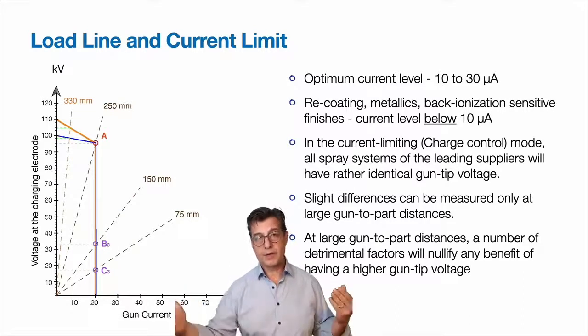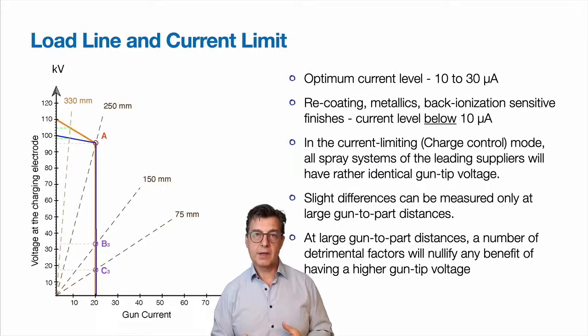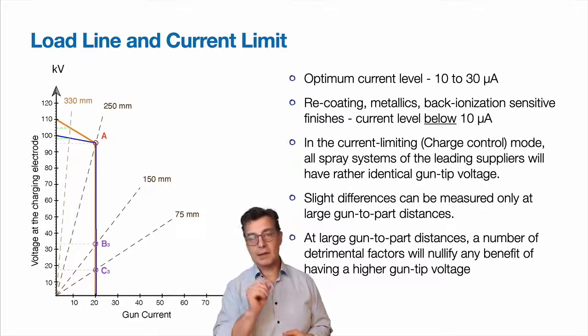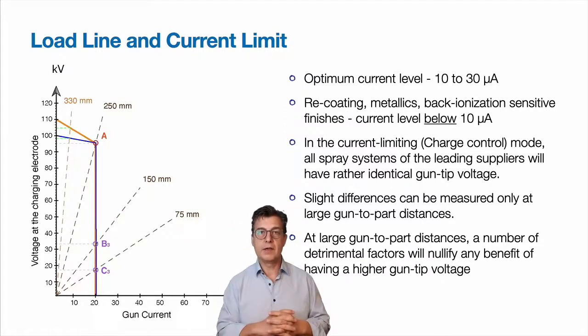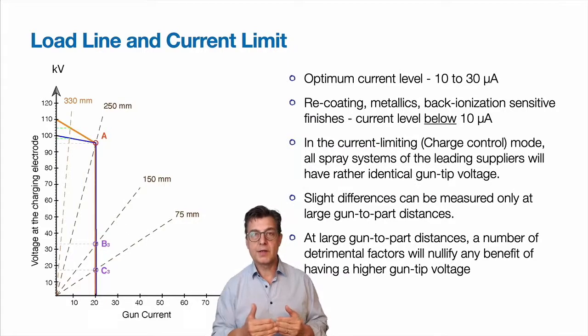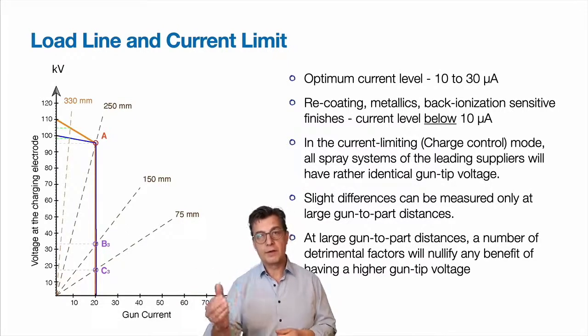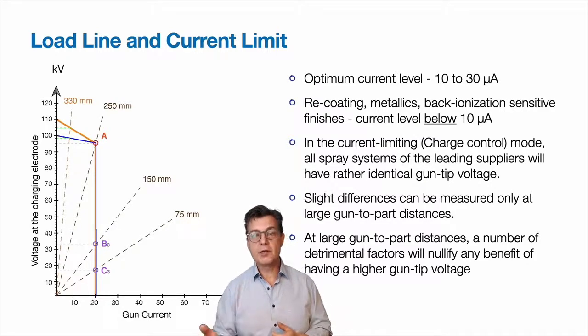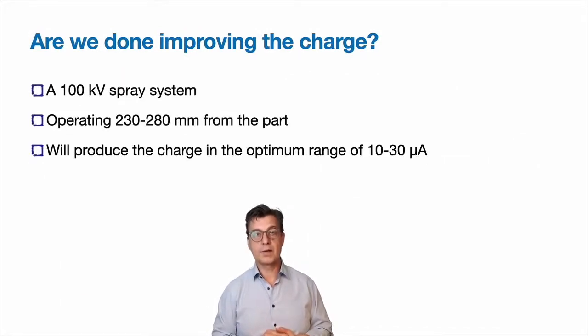Because to spray from such a large gun-to-part distance, one would have to increase the spray velocity. At higher spray velocity, each particle will spend less time in the active charge zone, which is rather small around the tip of the charging electrode. Also, increasing the spray velocity will result in greater turbulence in the powder deposition area near the product surface, further diminishing any possible positive effect from having marginally higher voltage at the tip of the gun.